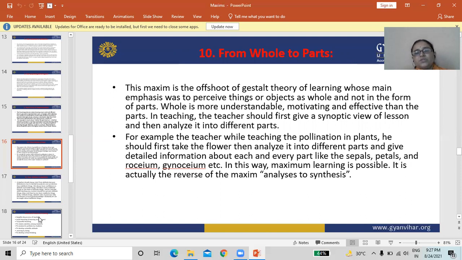In teaching, the teacher should first give a synoptic view of the lesson, then analyze into different parts. For example, the teacher, while teaching the pollination in the plant, should first take the flower, then analyze into different parts and give detailed information about each and every part of the flower. In this way, maximum learning is possible.